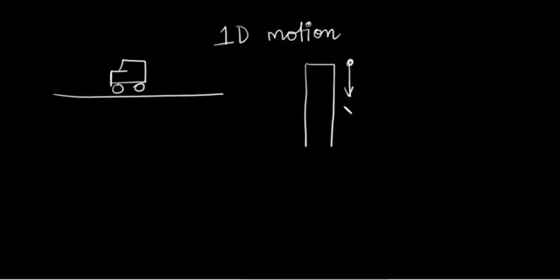For example, if a car is moving on a straight road, then we will say that car is performing one-dimensional motion. Or for example, if I drop a stone from the top of a tower, then this stone will come down in a straight path. This is a linear path and that is one-dimensional motion. But now we are going to talk about motion which is restricted to a two-dimensional plane, a 2D plane.